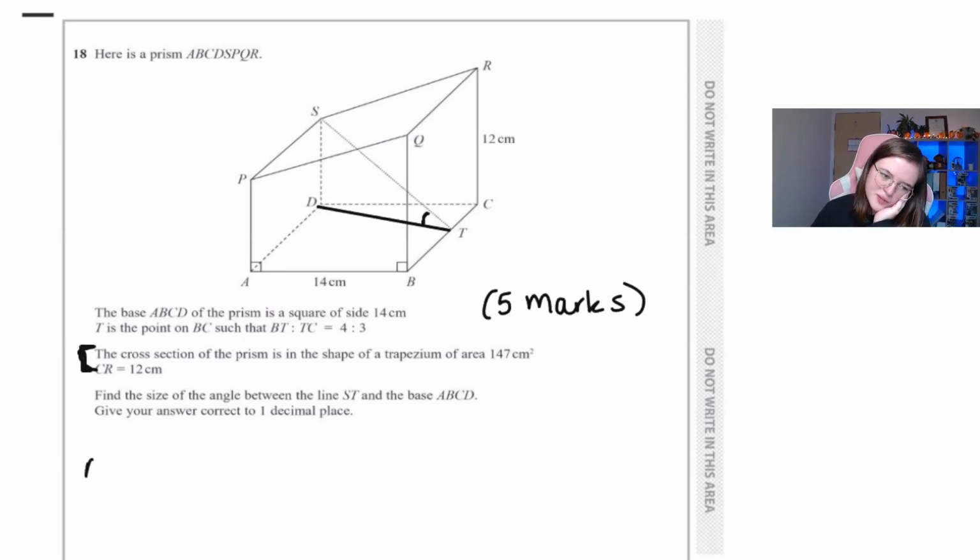So remember, the area of a trapezium is half (A plus B) times H, where A and B are the parallel sides, which is going to be this guy and this guy, and then H being the height, which is going to be 14.